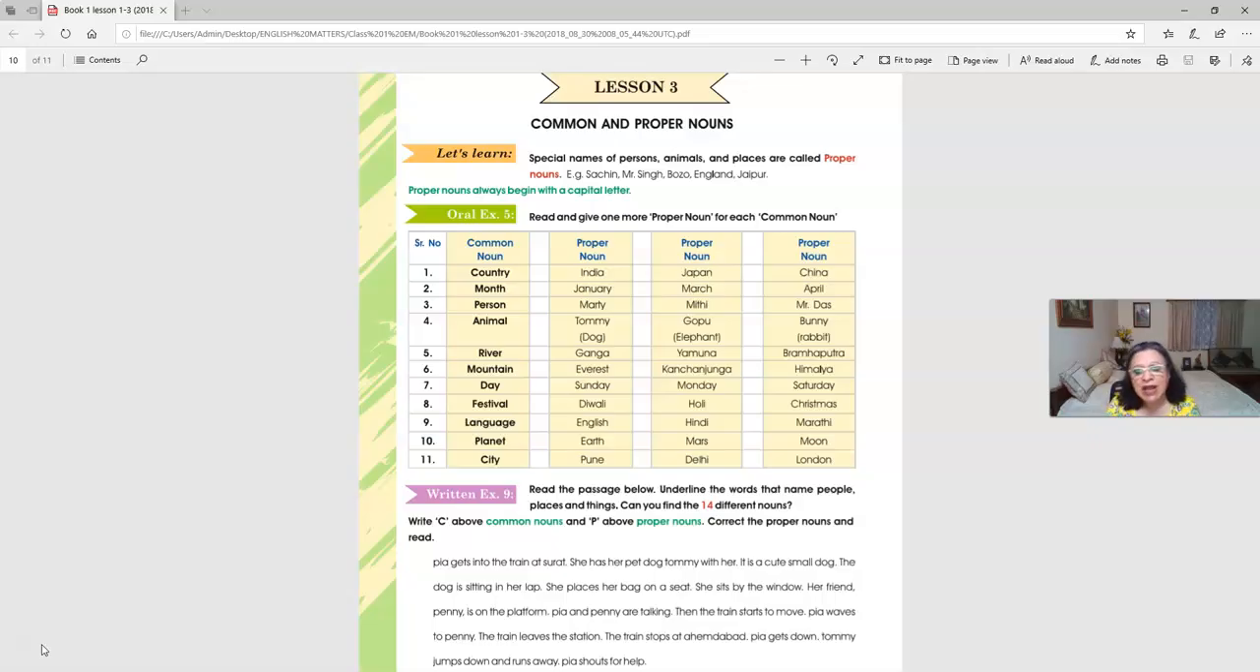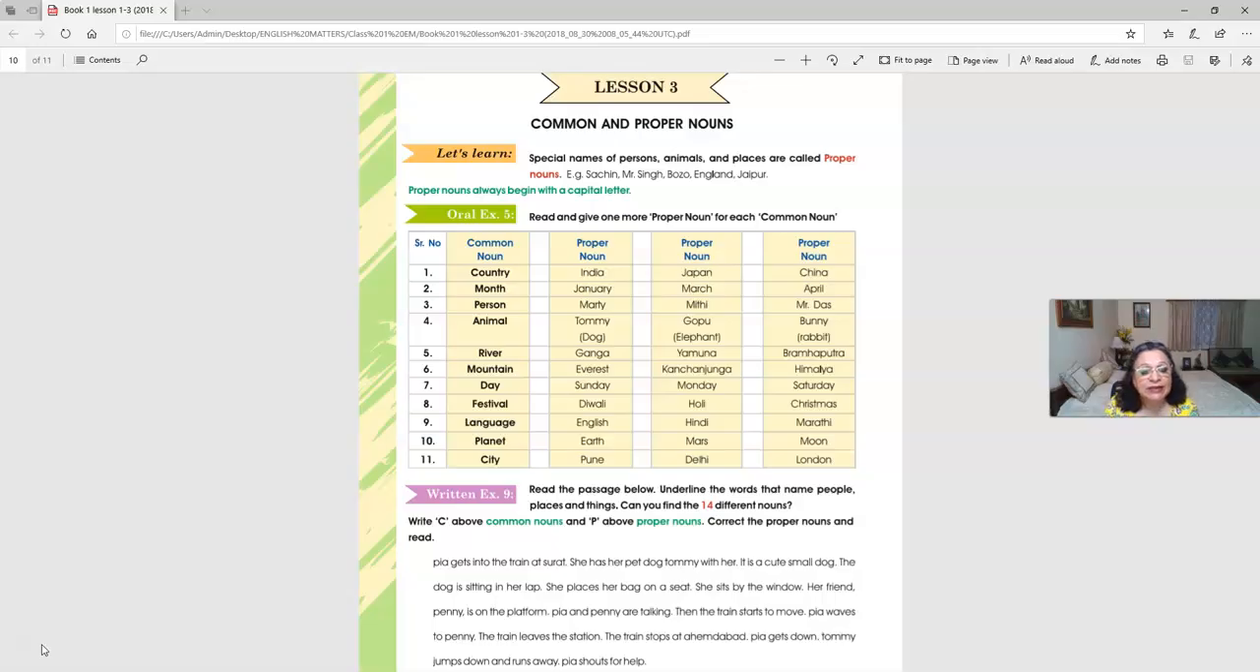Now animals are all common nouns, but if you have a pet and you call it Tommy, or if you have a cat and you call it Kitty, so Kitty, Tommy, they become proper nouns. Common nouns: dog, cat, goat, camel. So unless you give it a name, animals are all common nouns. Then if I say river, it is a common noun. It can be any river. But when I say Ganga, Yamuna, Brahmaputra, these are the names of rivers. So then it becomes a proper noun.